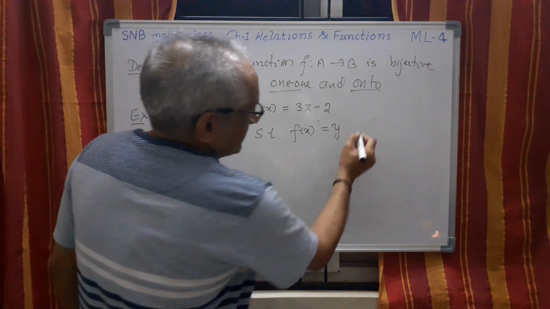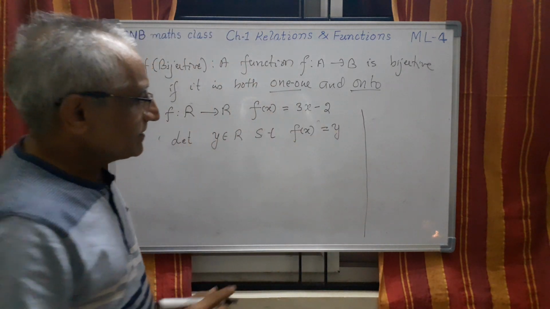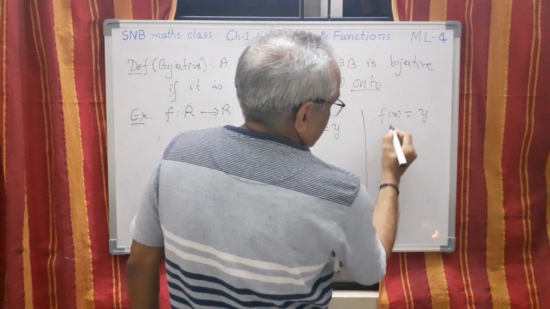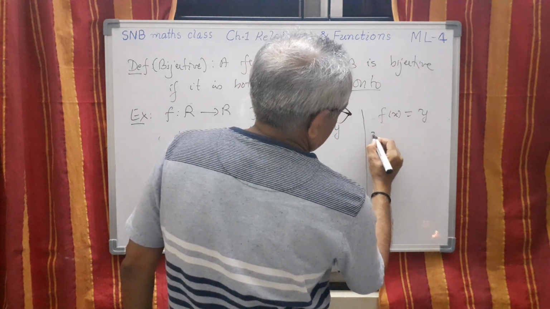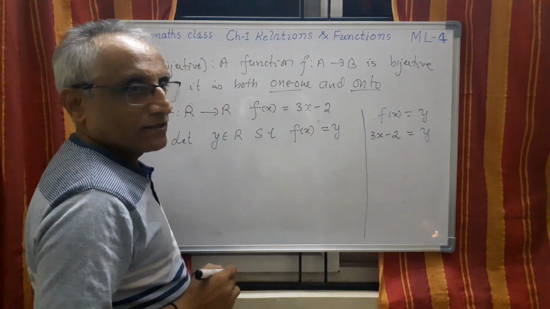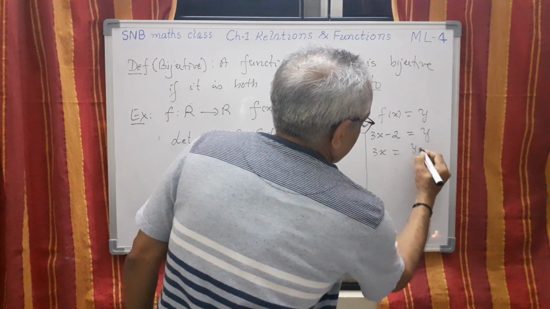So this should be done like this. You can make it a rough scheme like this. Let us say f(x) = y. That means it is 3x - 2, and this will be equal to y. So 3x will be equal to y + 2.